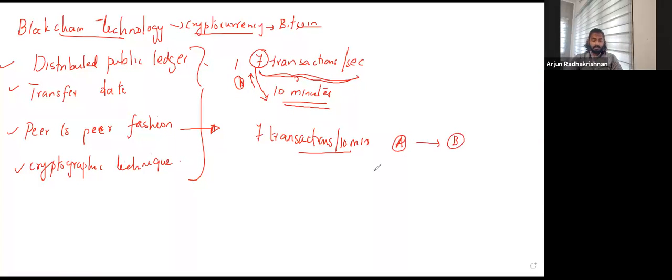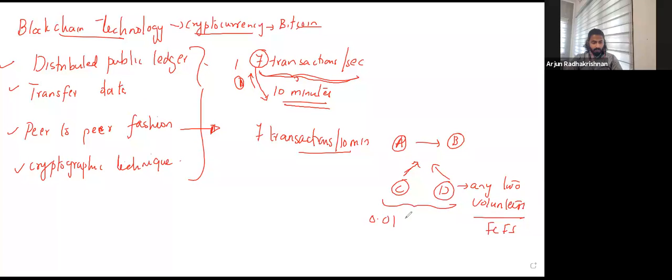It is decentralized authentication. Any two volunteers in the network can come and authenticate this transaction, on the basis of first come first serve. Whosoever comes first can authenticate this transaction, and they will get 0.01% of the transaction value as authenticating fees. There is no centralized person to authenticate this transaction. All right, so you can take down this point.